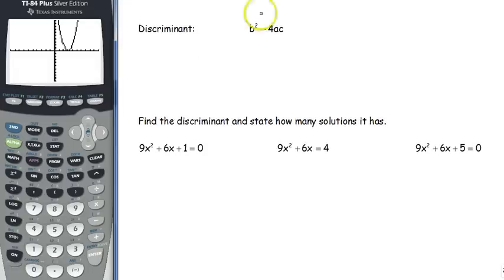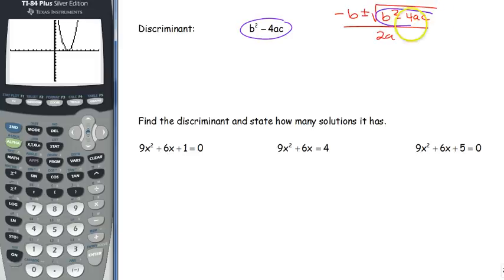And the discriminant is b squared minus 4ac. If you remember the quadratic formula from the previous page, the discriminant is simply the piece that is inside that square root sign. So the discriminant is just that number that's going to end up underneath the square root. The discriminant is going to tell us a lot about our problem.